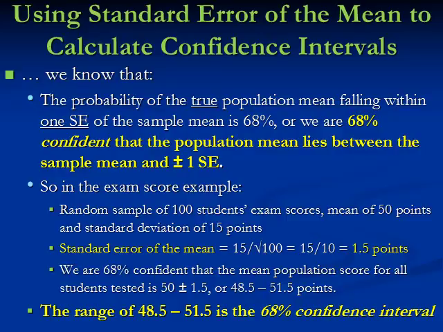Or, as you see down here, we are 68% confident that the mean population score for all students that were tested is going to be 50 plus or minus one standard error, right? Plus or minus 1.5. So our 68% confidence interval is 50 plus or minus 1.5, or 48.5 to 51.5 points. So that's your 68% confidence interval.